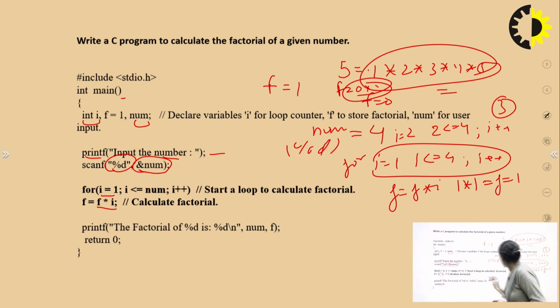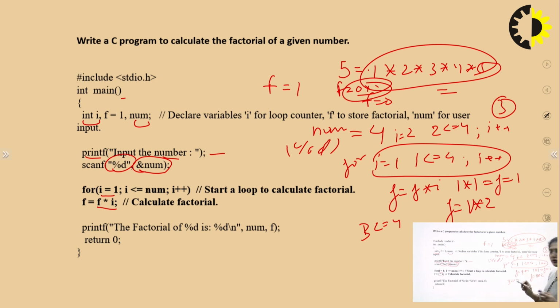Now we will come here. f is equal to 1 into 2. Now again, the i value is 3. 3 is less than equal to 4. Condition true. Here now f is equal to 2 into 3. Now again the i value becomes 4. 4 is less than equal to 4. Condition true. Now f is equal to 1 into 2 into 3 into 4. Now i will become 5. 5 is less than equal to 4. Condition false. It will come out from the loop. So the factorial for 4 is 1 into 2 into 3 into 4. Like this we will get the factorial of 4.